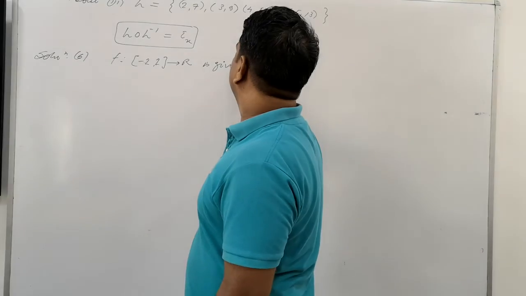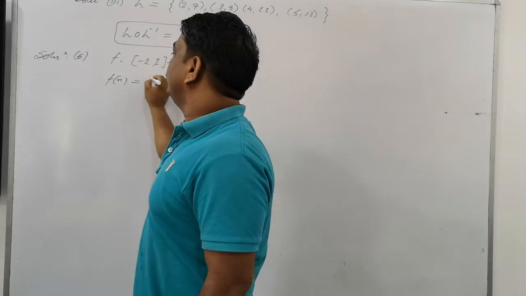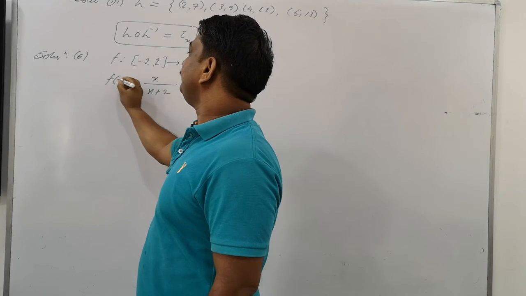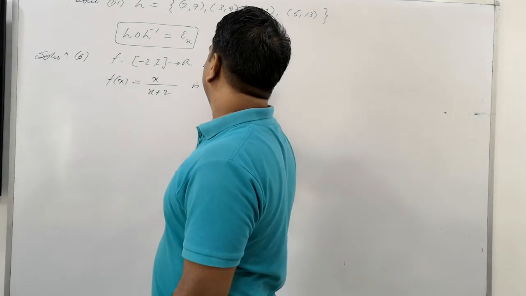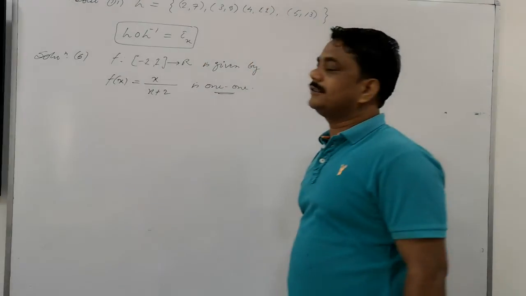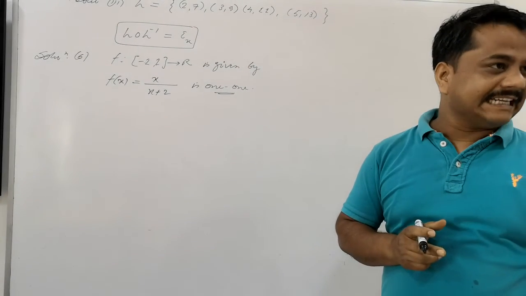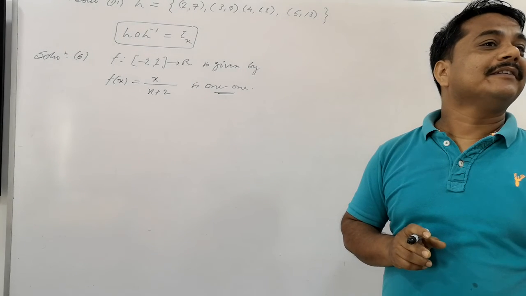is given by f(x) is equal to x divided by x plus 2. Clear? x plus 2 is 1-1. Do you know 1-1 function? Types of function I told you: 1-1, onto. 1-1 means injective. Onto means surjective. What is called 1-1 function?